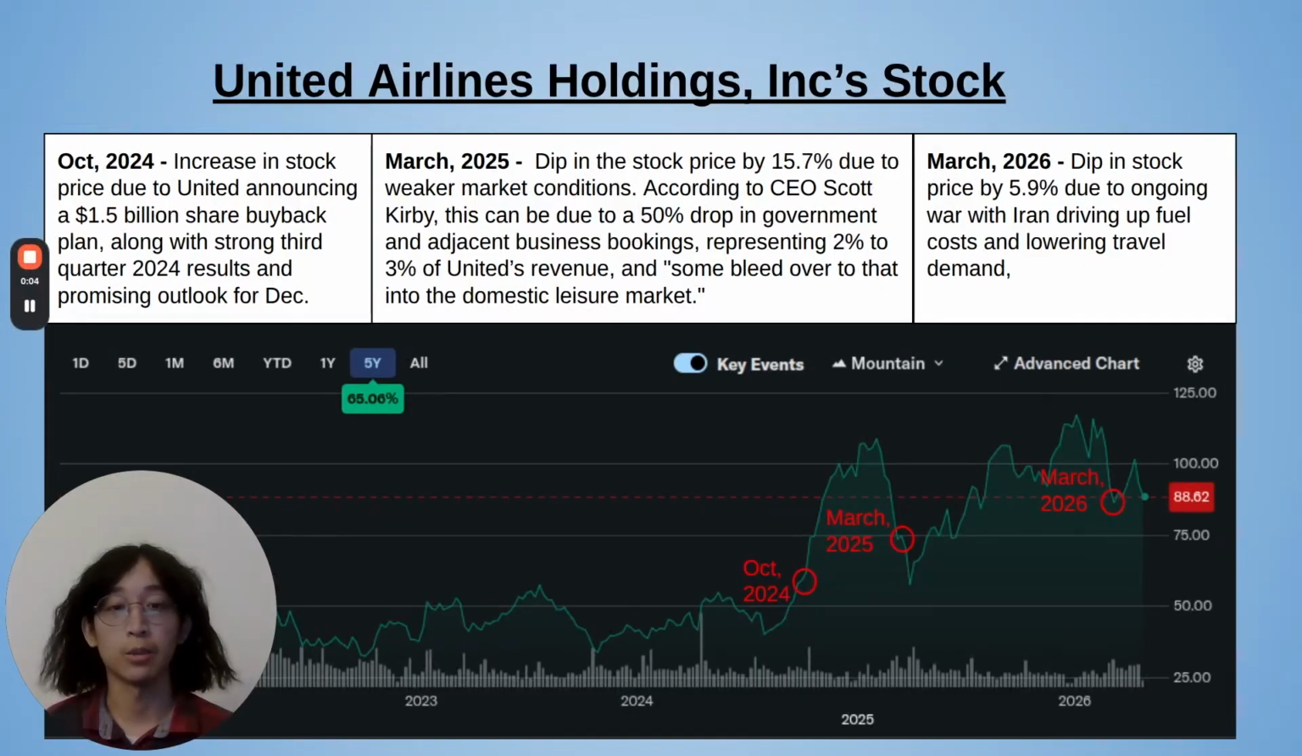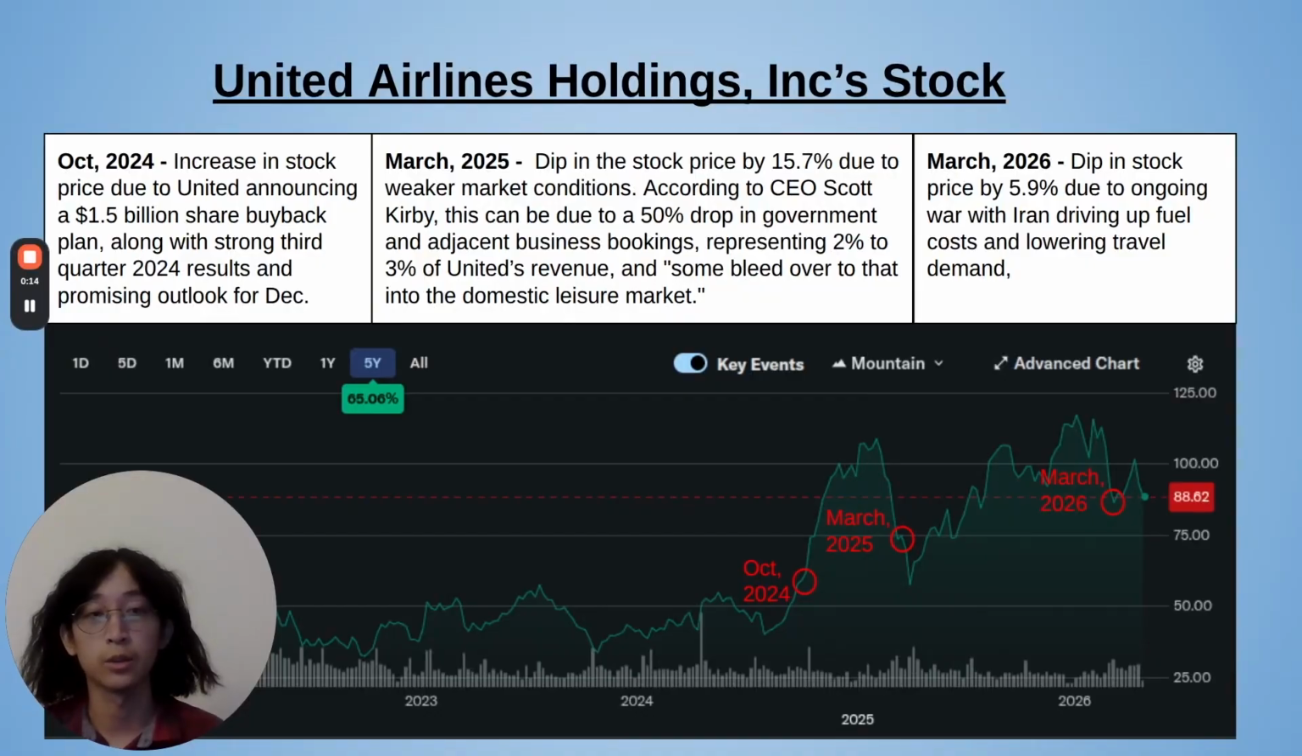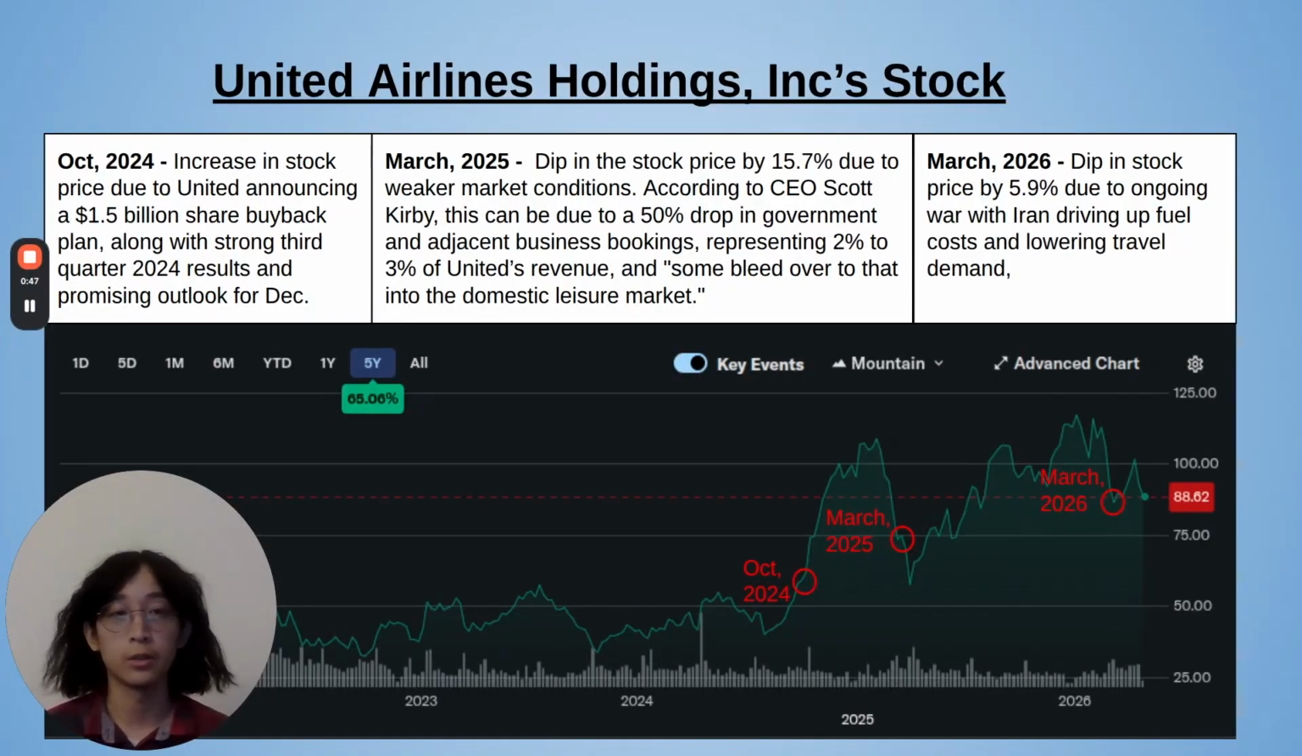Looking at the parent company's stock price, by October 2024, there was an increase in the stock price due to United announcing a 1.5 billion share buyback plan, along with strong third quarter 2024 results and a promising outlook for December. By March 2025, there was a dip in the stock price by 15.7% due to weaker market conditions. According to the CEO, Scott Kirby, this can be due to a 50% drop in government and adjacent business bookings, which represented 2 to 3% of the company's revenue, with some bleed over coming into the domestic leisure market. By March 2026, as the stock price rose again, it would dip again by 5.9% due to the ongoing war with Iran, driving up fuel costs and lowering travel demand.